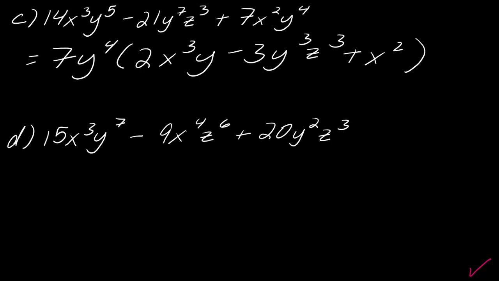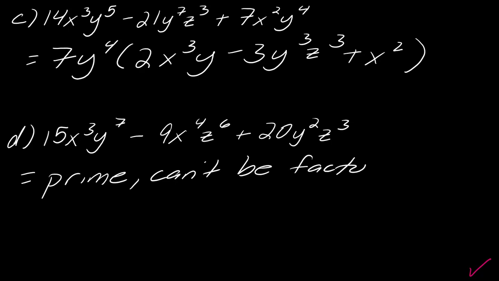Okay, so now let's do D. So the GCF in this case, well, notice when you look at all the numbers, there's actually no number that will divide 15, 9, and 20 all together, right? So we can't factor out a number. Then when I'm looking across at this, we don't have x's in all three terms, we don't have y's in all three terms, and we don't have z's in all three terms. So actually there is no GCF. So this is actually prime, is what the term is, so it can't be factored. So trick question in this case.